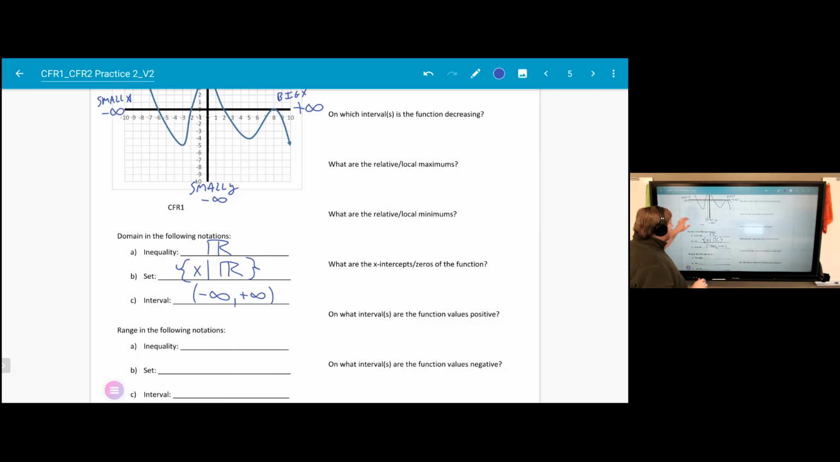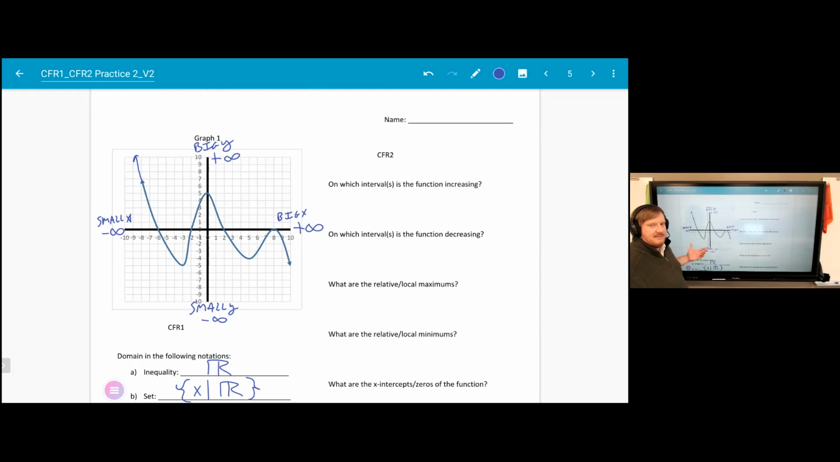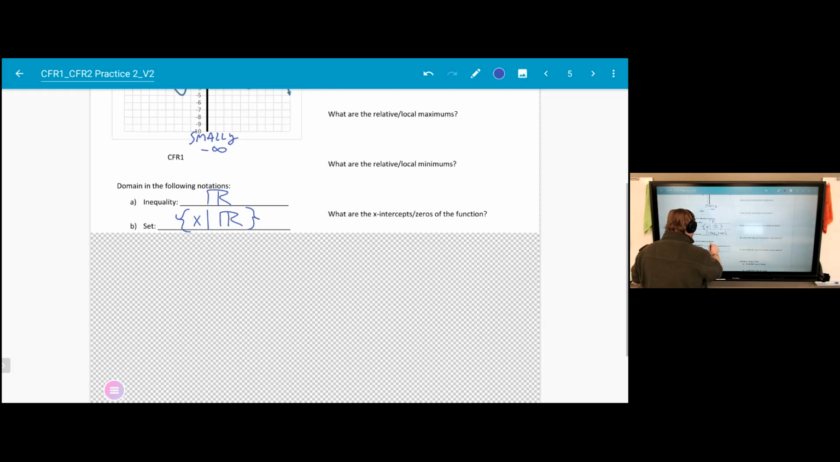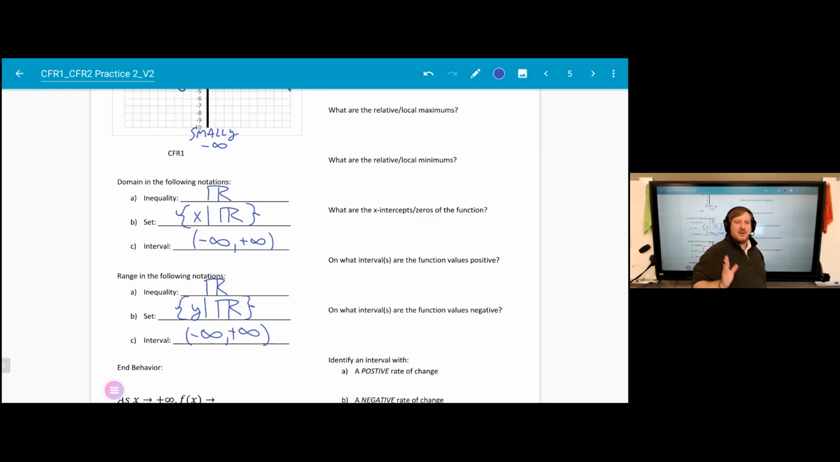And then for the range, this one just so happens to go from negative infinity to positive infinity. So this one also, it's all real numbers for my range. So the set of all numbers in Y such that it includes all real numbers. And interval notation, once again, goes from negative infinity to positive infinity. If you're having trouble writing the infinity symbol, turn it sideways, kind of write a funky looking 8. There we go.